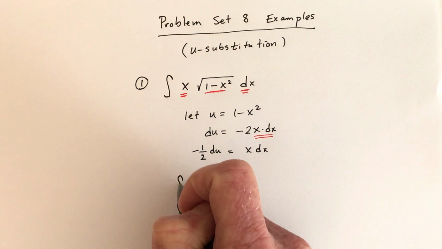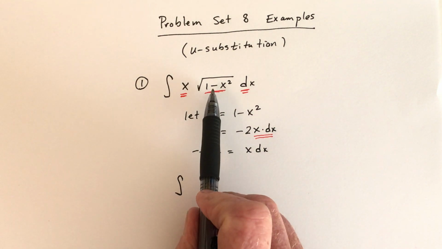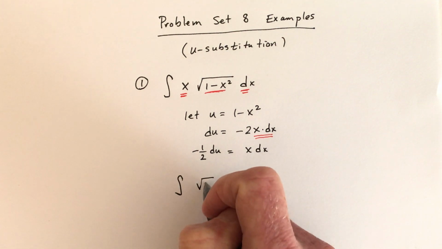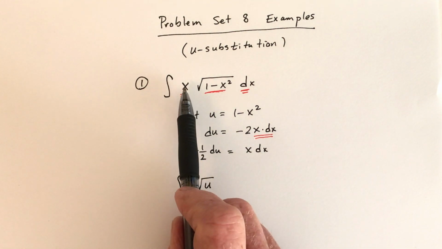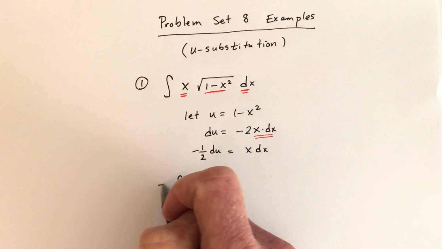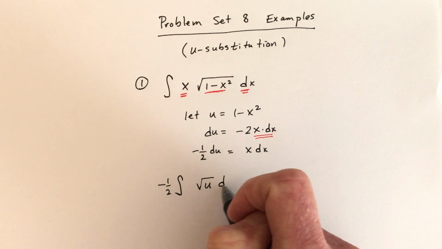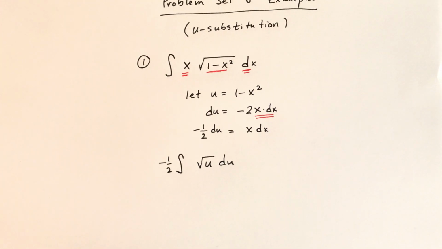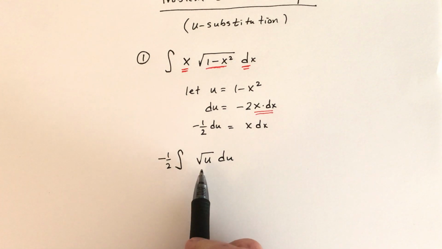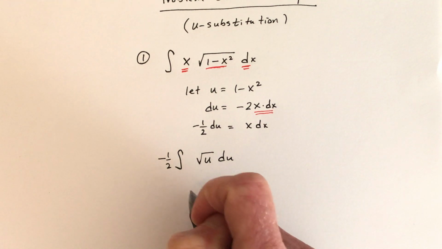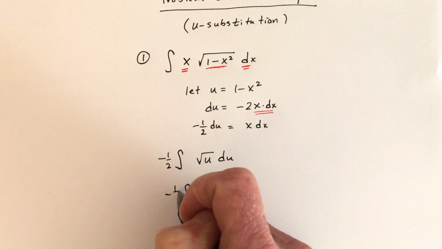So this is going to become the integral, and then this is going to be the square root of u. And now replacing the x times dx, we have negative 1/2 du. So this negative 1/2, I can actually just factor that out and then put the du right here. Okay, the next thing to do is I can rewrite the square root as u to the 1/2, and the rest of this stuff stays here for now.